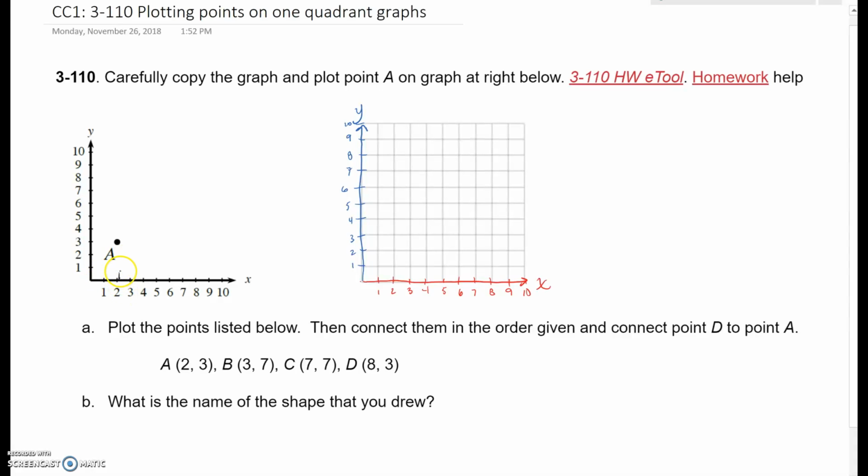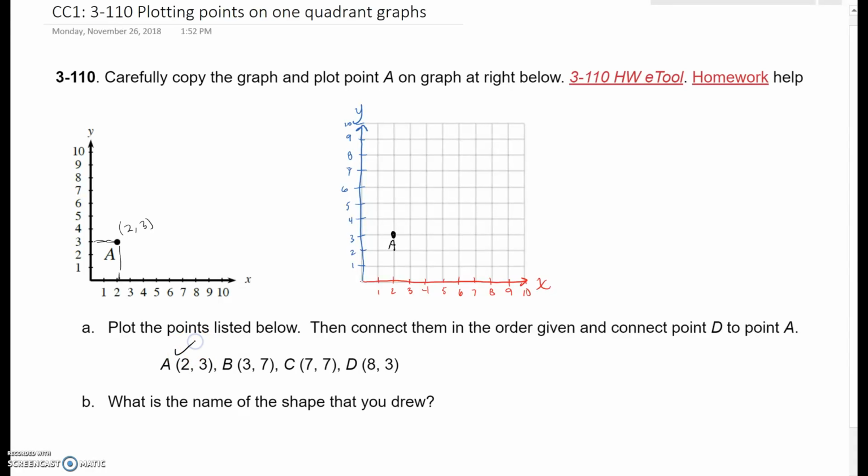All right, and it wants us to plot point A, and point A looks to be at 2 on the x-axis, and then up at 3. So this is the point 2 on the x, and then 3 on the y. So here's the point 2. So go over 2, and then up to 3. That's the point A. That's the point A at 2, 3.